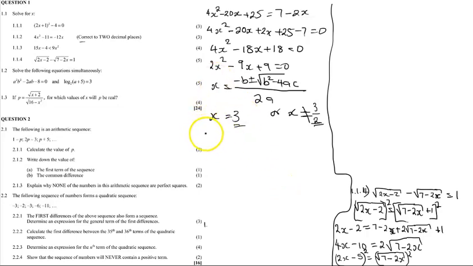And then we move to 1.2. Now 1.2, we've got a squared b squared minus 2ab minus 8 equals 0.